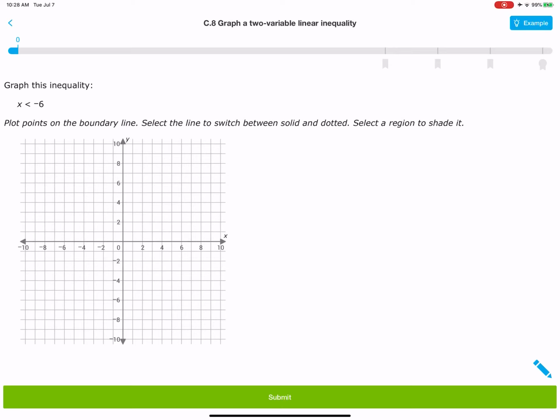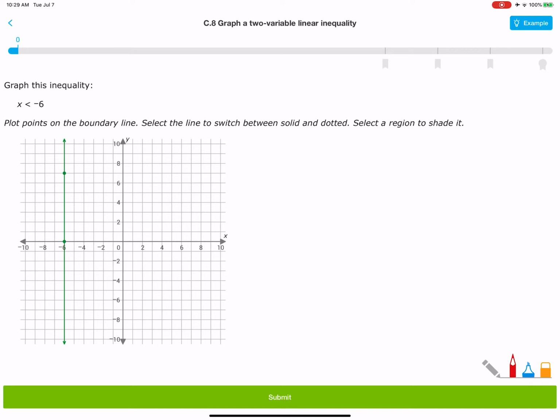So we have x is less than -6. Now this is one variable because all it's saying is x is less than -6. So on the x-axis, we are going to click on -6, and we're going to draw a vertical line because it's saying x is less than -6. Now if it was y, then it would be horizontal, okay?